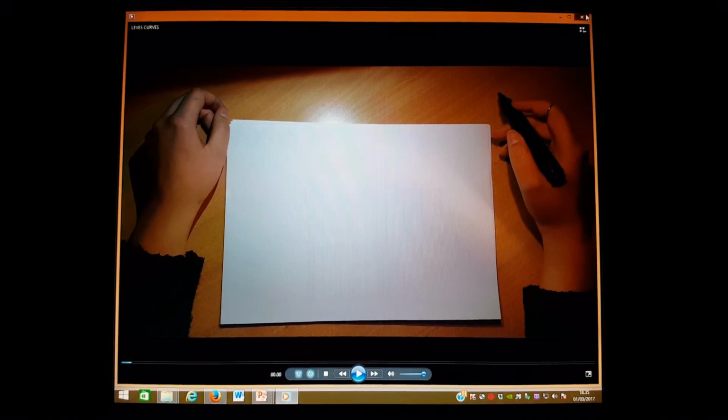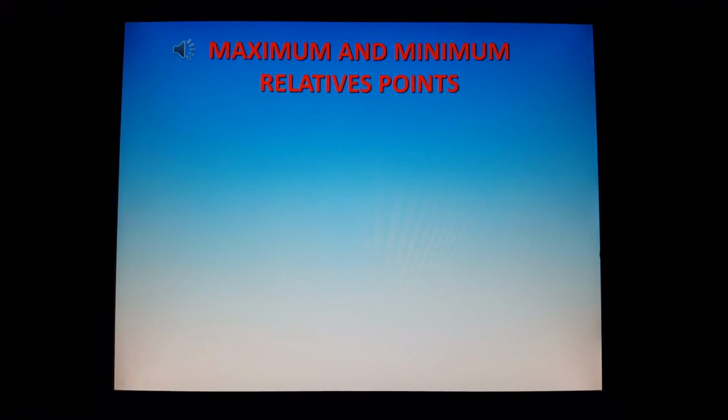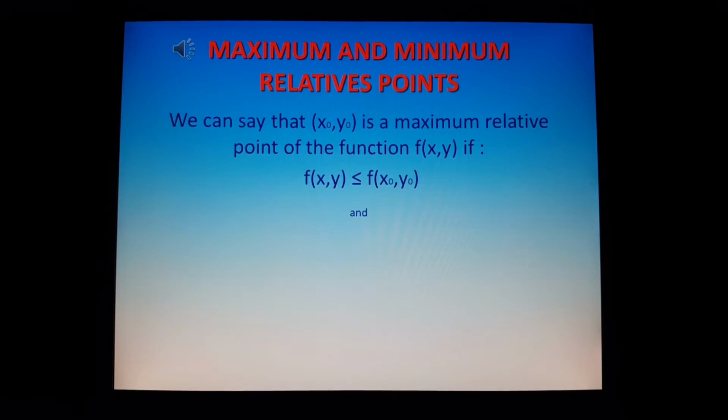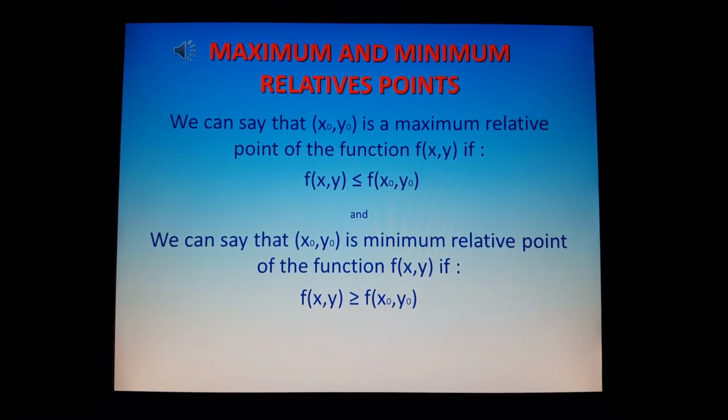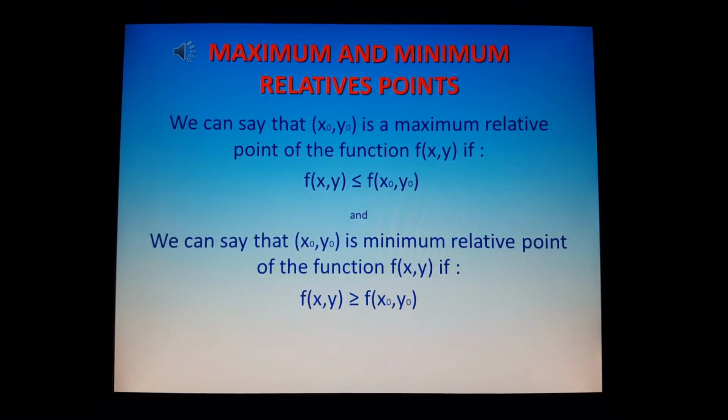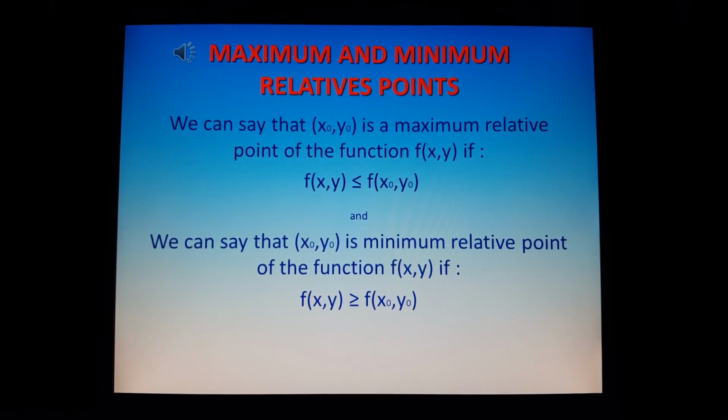If we want maximum and minimum relative points, we can say that x0, y0 is a maximum relative point of the function f of x, y if f of x, y is less than or equal to f of x0, y0, and we can say that x0, y0 is the minimum relative point of the function f of x, y if f of x, y is greater than or equal to f of x0, y0.